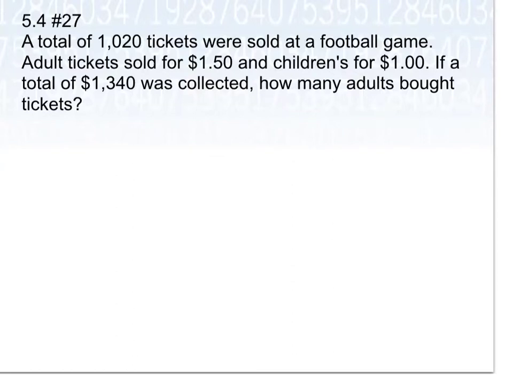Section 5.4, number 27. A total of 1,020 tickets were sold at a football game. Adult tickets sold for $1.50 and children's for $1. If a total of $1,340 was collected, how many adults bought tickets?